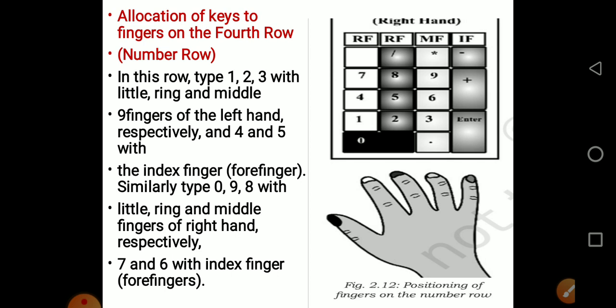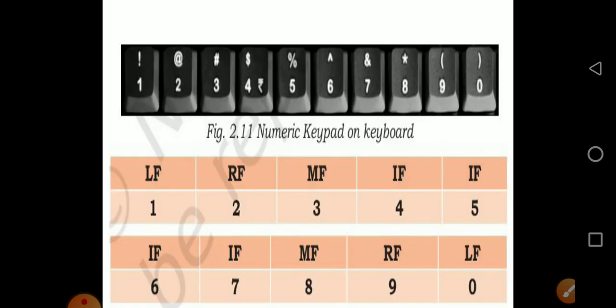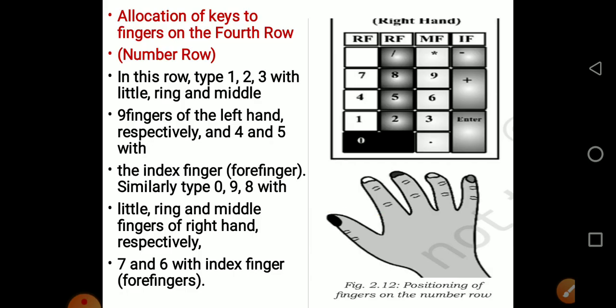Next, allocation of keys to fingers on the fourth row. The fourth row is your number row. See, this is the fourth row. It is your number row. How to place fingers on these numbers? Little finger for 1, that is left hand, ring finger for 2, middle finger for 3, index finger for 4. 5 will again take the index finger of the left hand. Similarly, 6, 7, 8, 9, 0 will take right hand fingering, and 6 and 7 take the same index finger of the right hand. That is what is explained here in this slide.